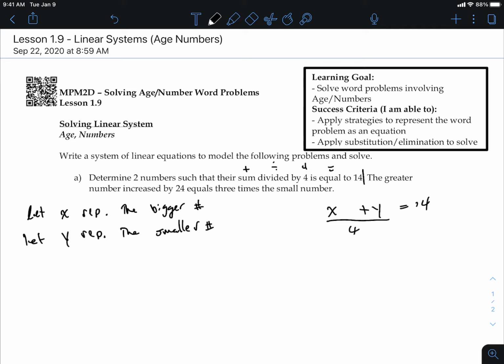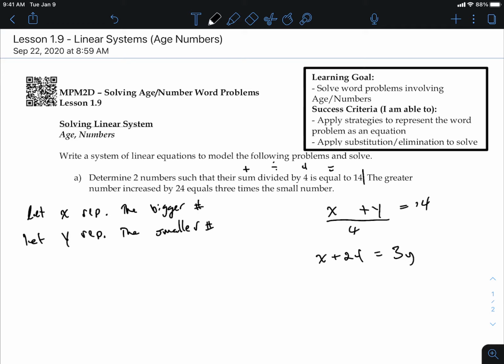Then I'm going to deal with the second sentence, right? The greater number, we said the greater number was x, increased by 24. X, bigger number, increased, sounds like a plus 24, is equal to 3 times the smaller one.